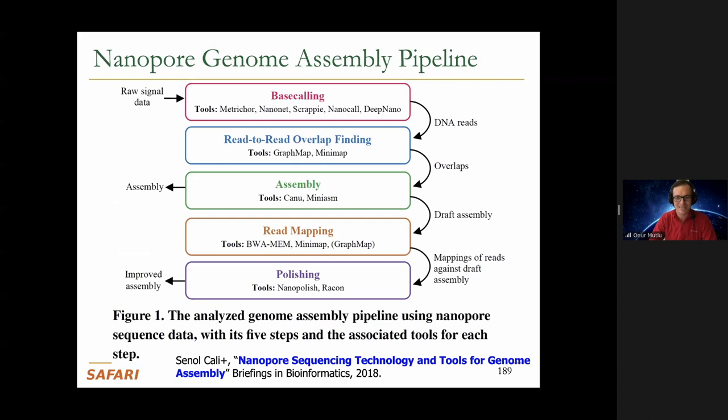And after that, there's another step. You find the read overlaps. So graph-based mapping tools actually are used here. And then you do a draft assembly. And then you do some read mapping and then to polish the assembly.